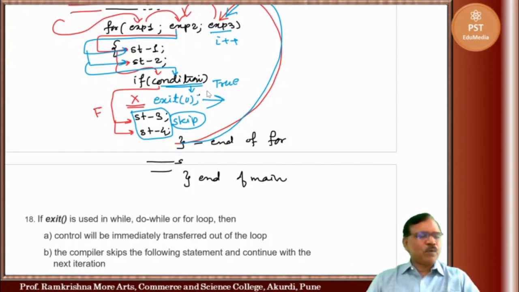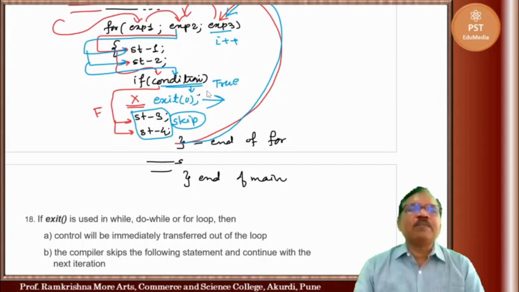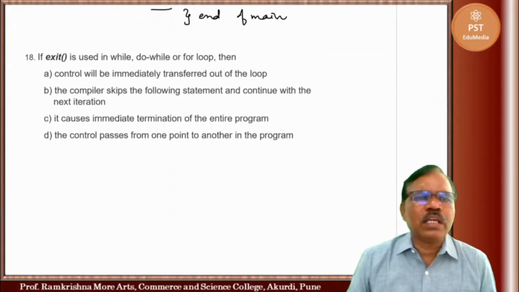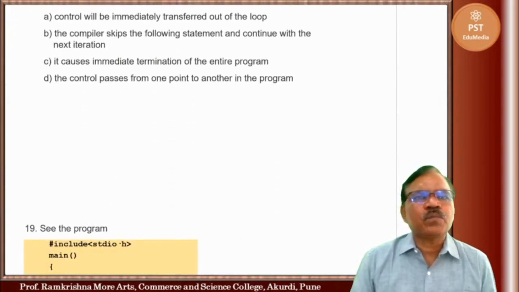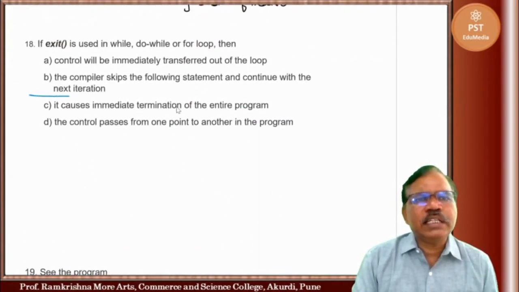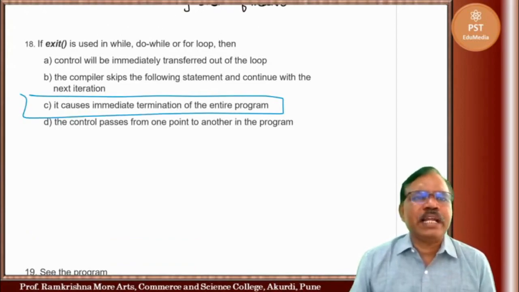That means whenever an exit statement is executed in a program, it will directly terminate the program. It will come out of the program without giving any output. So when exit is there, it causes immediate termination of the program, the entire program.